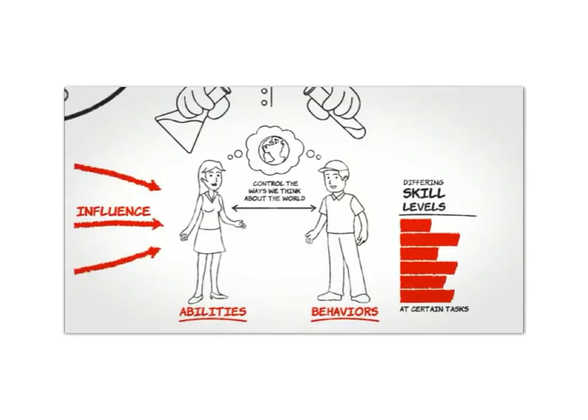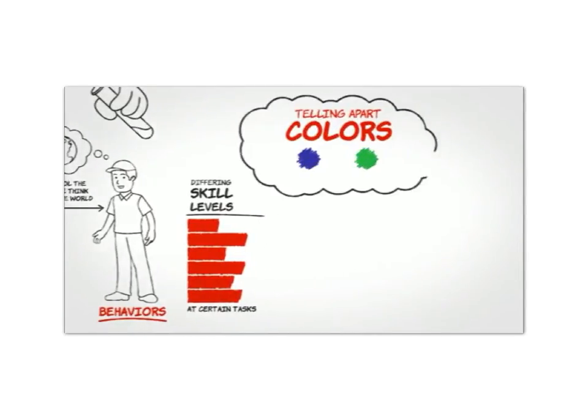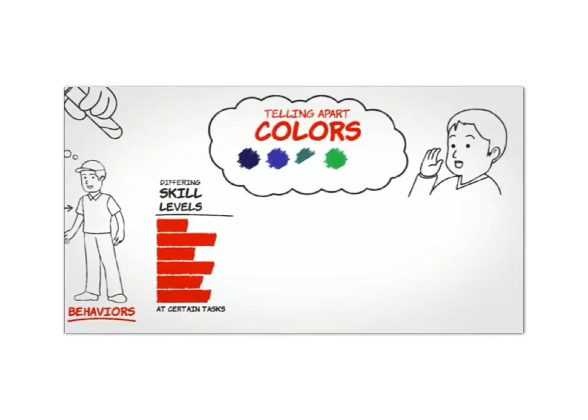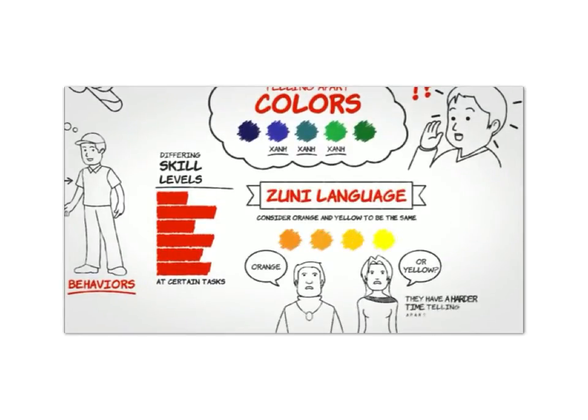One such example is telling apart colors. Our knowledge of the various colors might seem obvious, but some languages have no separate words for colors like blue and green. Instead, the same word is used for both colors, and this does affect people's ability to tell these colors apart. Speakers of the Zuni language consider orange and yellow to be the same, and they have a harder time telling apart shades of orange-yellow.